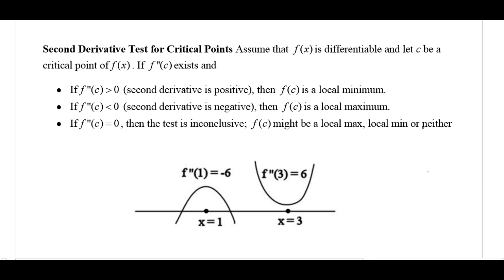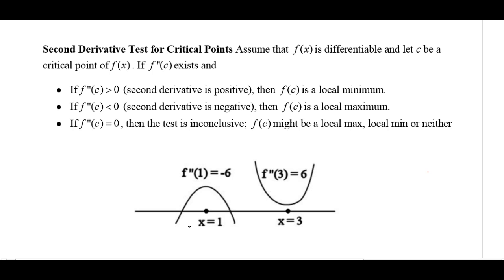So f(c) might be a local max, local min, or neither. So to find out which one it is, we should go back and use the first derivative test for critical points. A lot of students get this mixed up with a lot of other things because we've learned so much at this point. So I want to show you the graphical representation of what's happening. Again, this is a test for critical points. And remember that critical points is where the derivative is 0 or undefined.